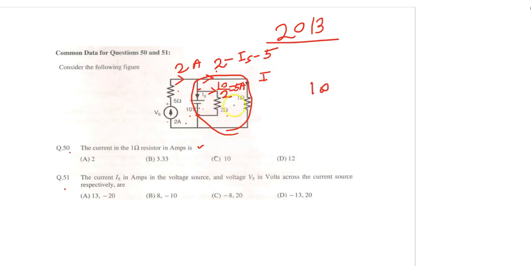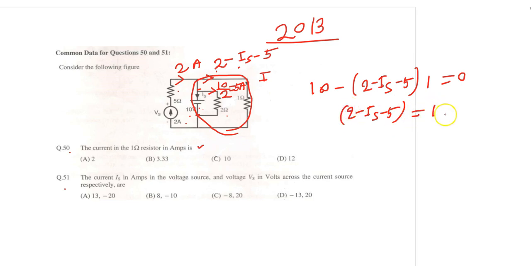I am encountering a 10 volt minus this current, that is 2 minus Is minus 5 into 1 ohm equal to 0. This current is 0. So 2 minus Is minus 5 is equal to 10. So this is the current we record, because this is the current flowing through the 1 ohm resistor. So this is the 10 ampere. So option C is the correct.